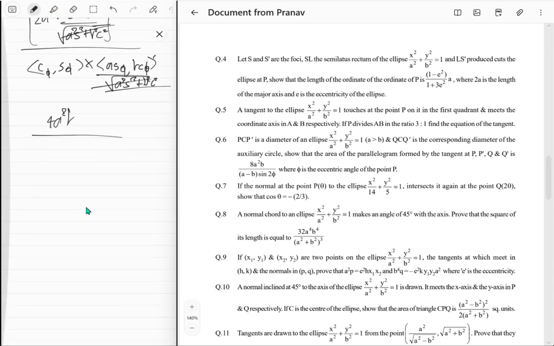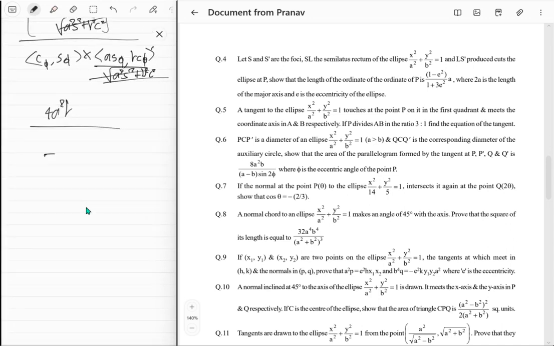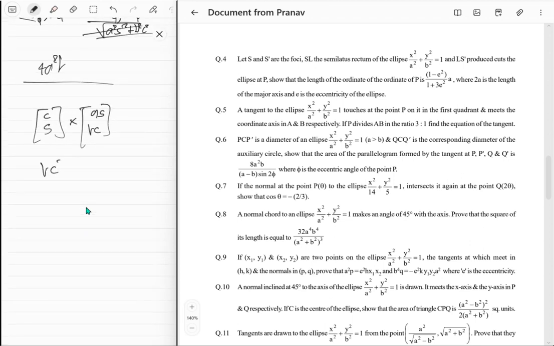So the cross product of these, huh? Let's look at it. Cosine, sine, and then cross a sine, b cosine. This times that is b cosine square, and then minus a sine square. That's all it is, right? Yeah. Sure. And then that should be written as this.